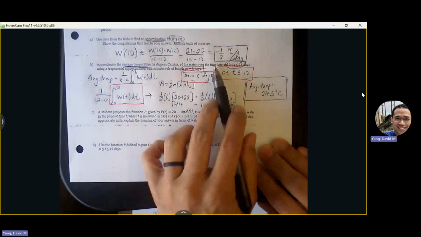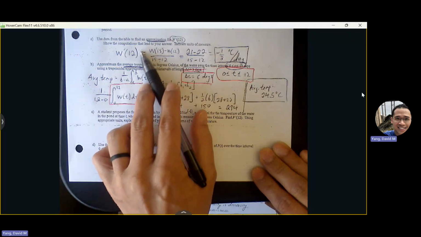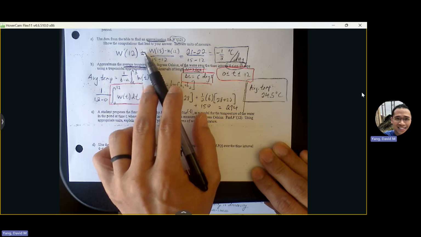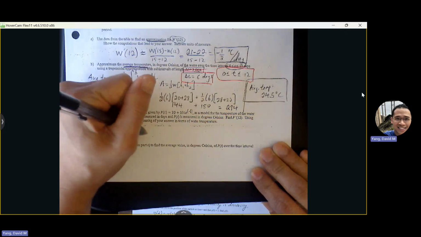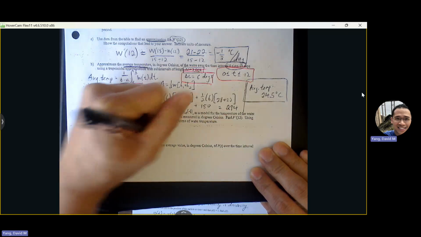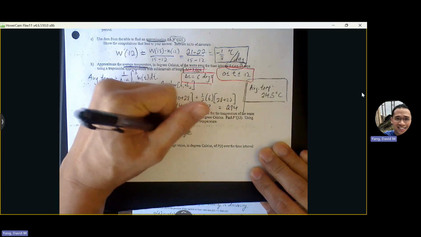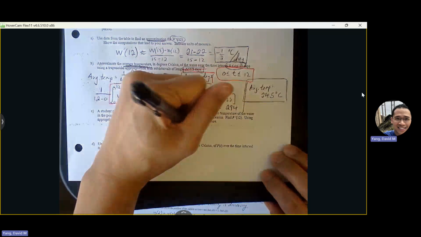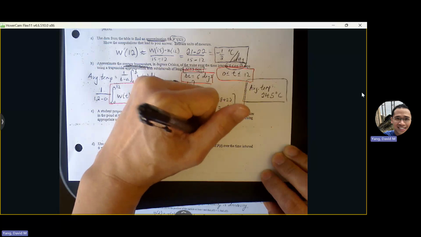So before we would have to say that W prime of 12 is approximately equal to, because it was just an approximation, but now this is more accurate. So P prime of 12 is exactly negative 0.549. But the units are the same, still degrees Celsius per day.